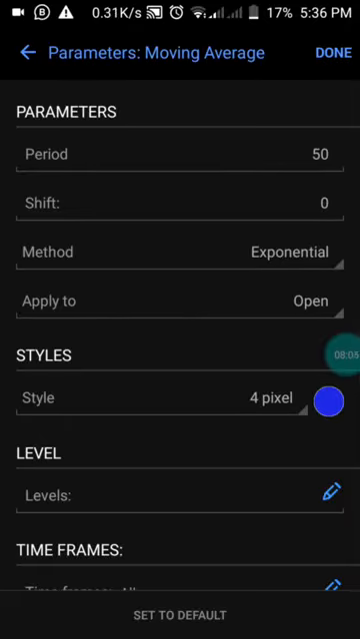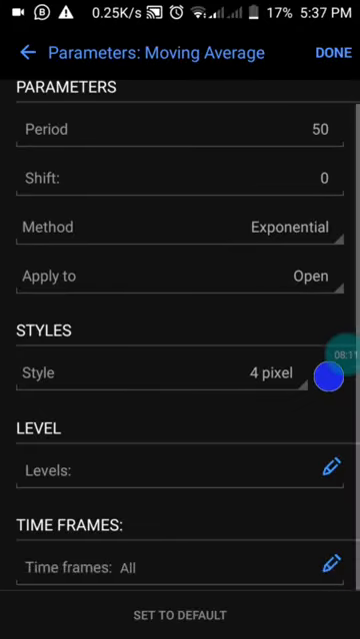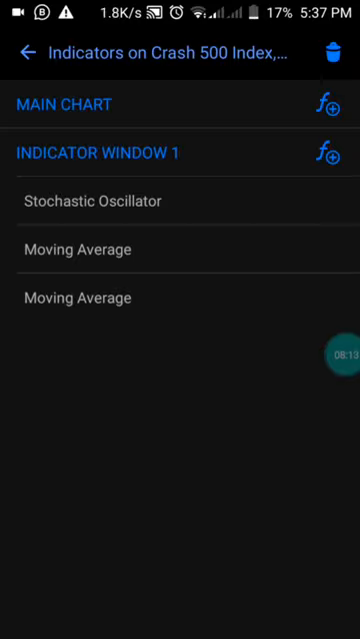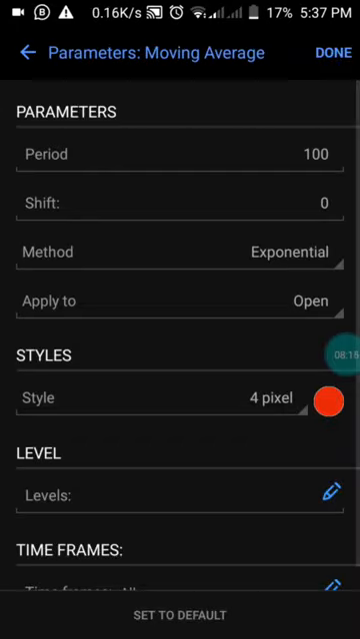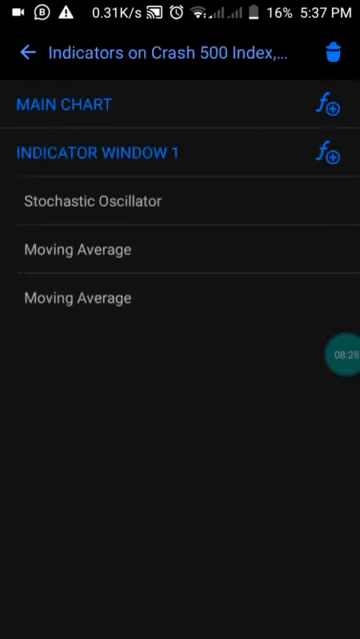Then you have the moving average, period of 50. We have shift of 0. We have method to be exponential. We have apply to open. Then you put any color of your choice. You press done. Then you add the last moving average, with the shift of 0, method to be exponential, and we have our apply to open. You see, we have our red color here. So you press done. So by doing this, you will have the same chart the way I showed you guys, and you can keep on trading.